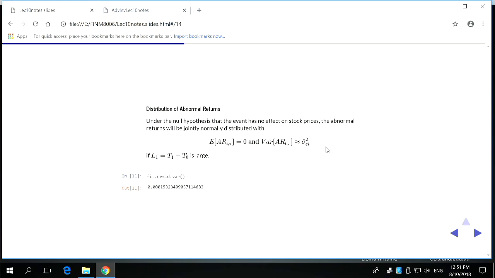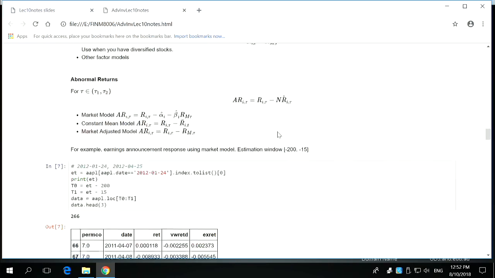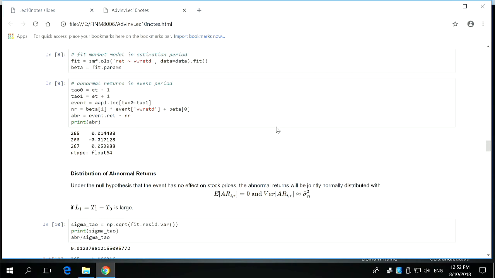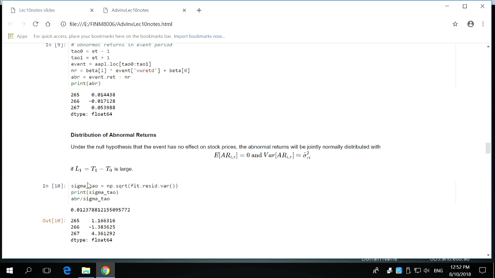So in particular, I can look at, so this is actually variance. Let me look at here. I think I updated. Yeah, so I can calculate my sigma of the tau. That's the square root of fit. Fit is the model I have in the estimation window. Dot residuals, so that will be the residual of the model. Dot variance, so that will be the variance of my residual. So the variance of my residual, take the square root. That's my sigma. Right, so this is the daily standard deviation. So the daily standard deviation is about 0.01.